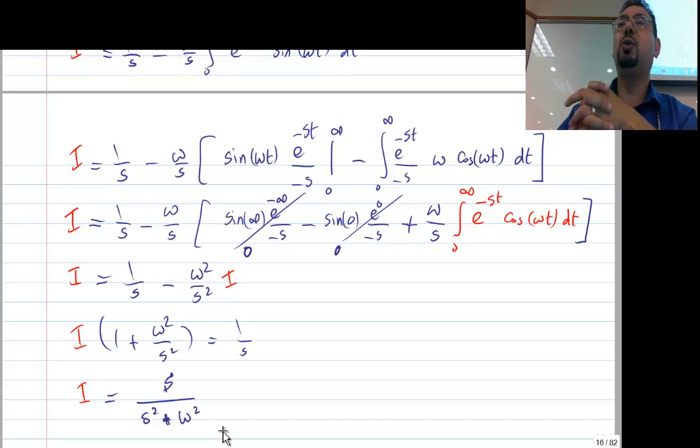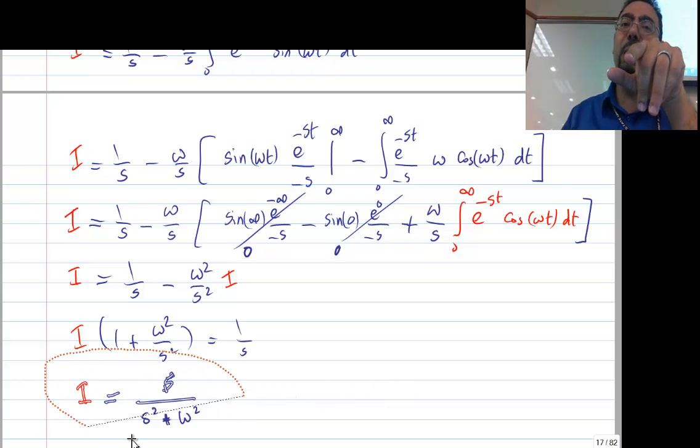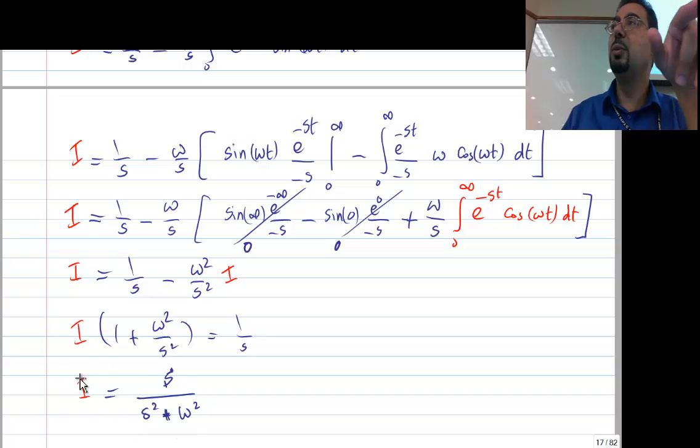Will I ever ask you to do this integration? I hope not. The focus is actually the Laplace, not really the integration. So I would like you to just remember this. Where did it come from?